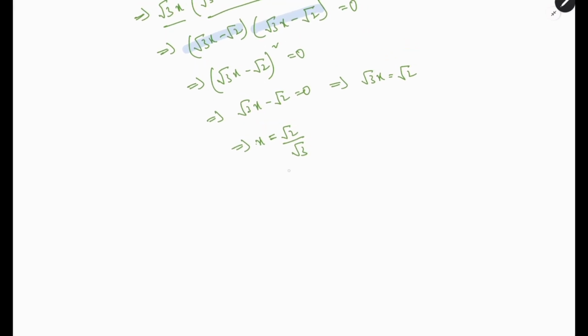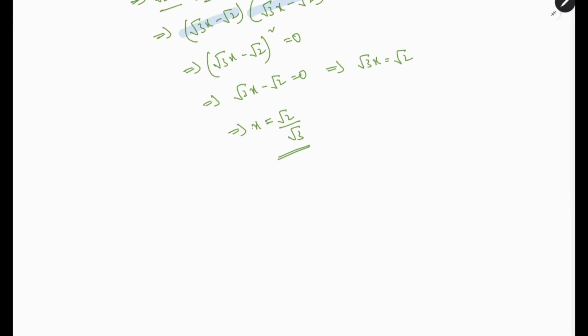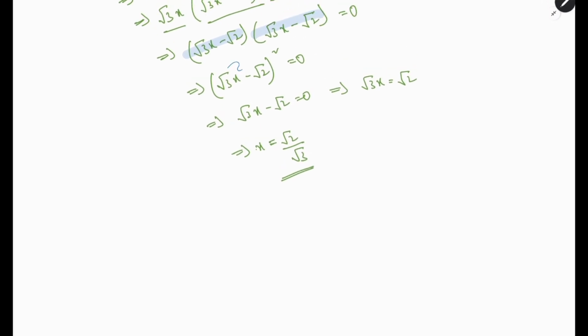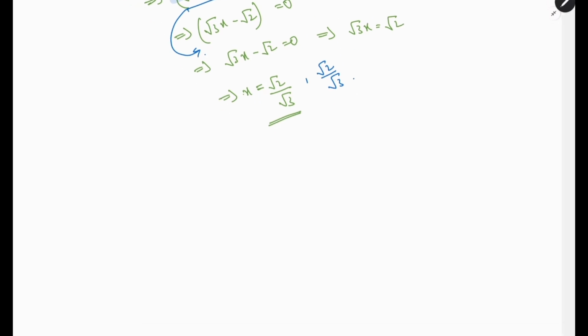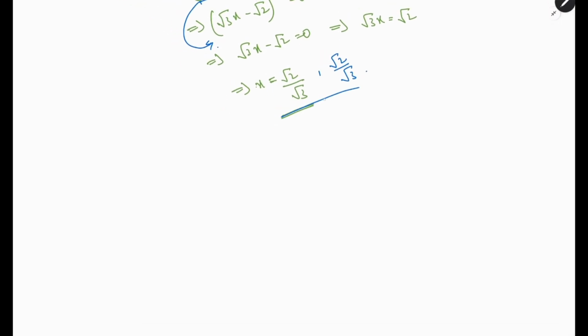See, this is one root, and here there are two terms, right? There are two terms of this same term. So the other root is also root 2 by root 3. So the two roots are same, that is root 2 by root 3. Therefore, roots of the quadratic equation are root 2 by root 3 comma root 2 by root 3.